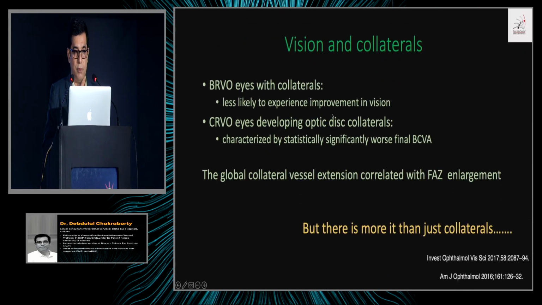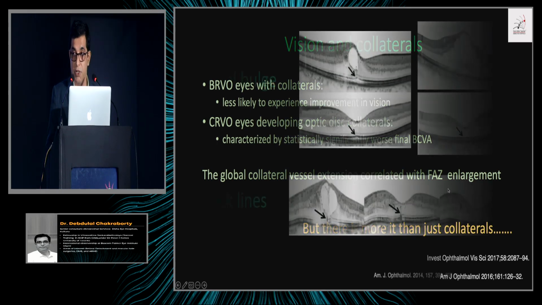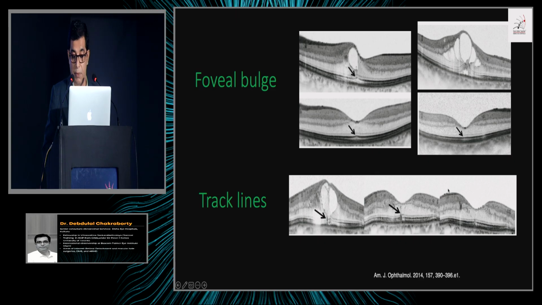So finally, a couple of questions: vision and CRT. As far as BRVO is concerned, patients are less likely to experience improvement of vision if they have collaterals or lots of them. In CRVO also, they are characterized by statistically significantly worse final visual acuity if these patients have collaterals. If you also look into global collateral vessel extension, it is correlated with FAZ enlargement, but there is more to vision than just collaterals being present.